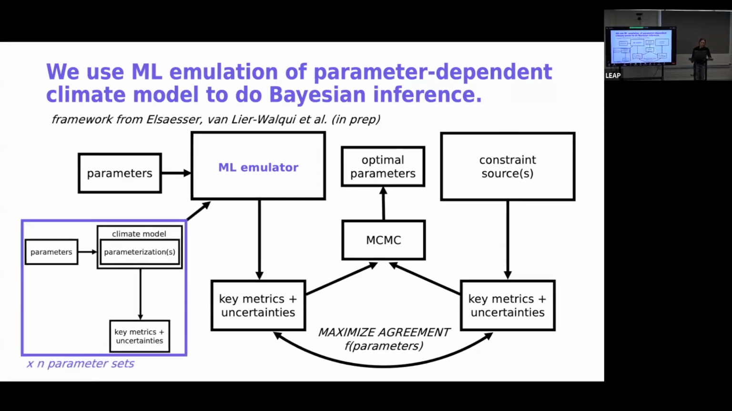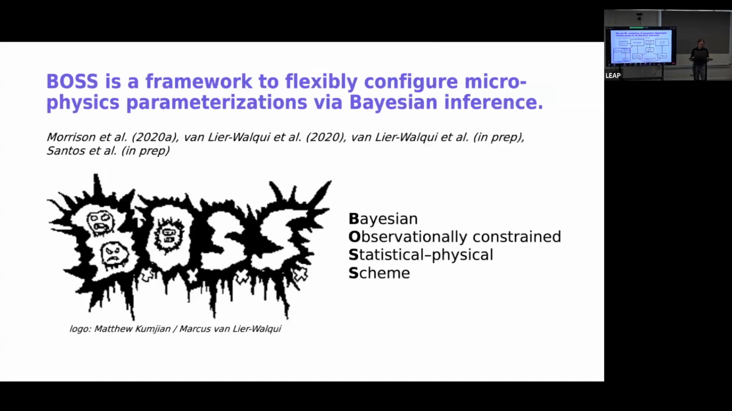We train this emulator using a more limited number of runs of the climate model, more on the order of hundreds, with different parameter combinations. And so what we're using specifically here, that was a general introduction, is a framework called BOSS, which can configure microphysics parameterizations via Bayesian inference.